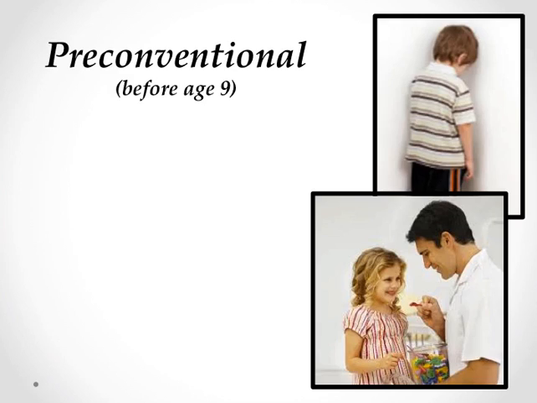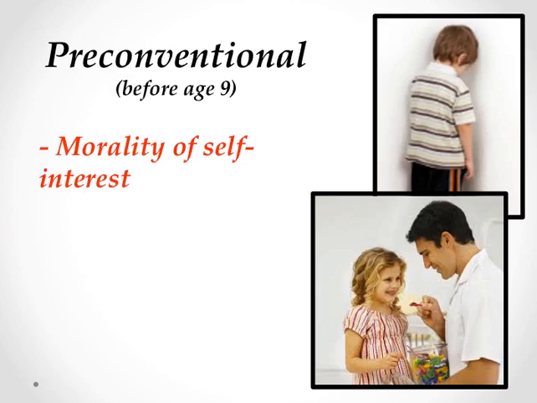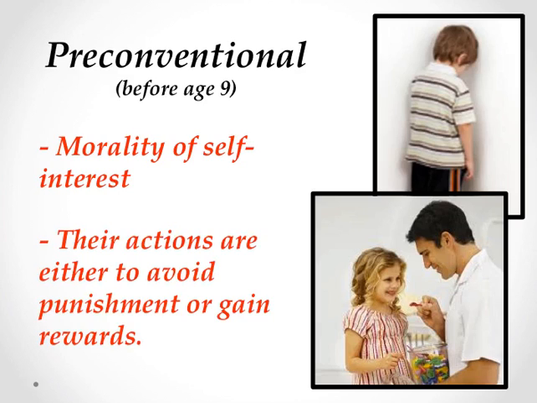This is our thinking, usually before the age of 9. A child will do the right thing so that they'll not be punished, or so that they can get a toy or candy, often in this stage. So morality is that of self-interest. They're more worried about what will happen to me, what's in it for me. Their actions are either going to be to avoid punishment or to gain rewards.